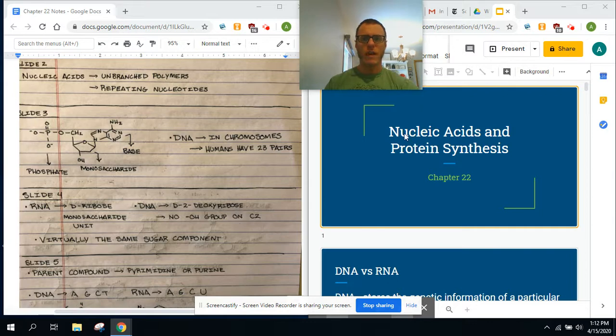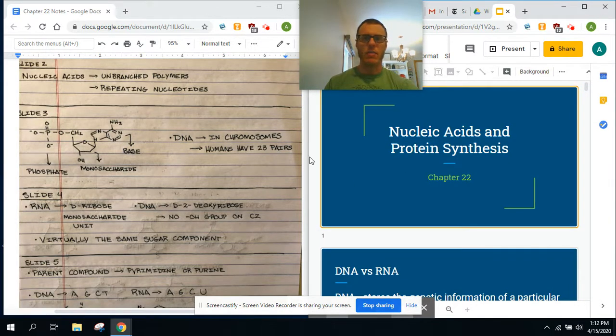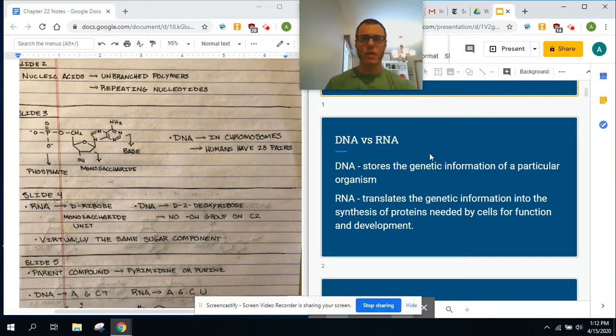We're starting nucleic acids and protein synthesis. And that is going to be something really big. I wish I was doing this in person because it's a really cool topic. So the first thing that we got to figure out is DNA versus RNA. All right.